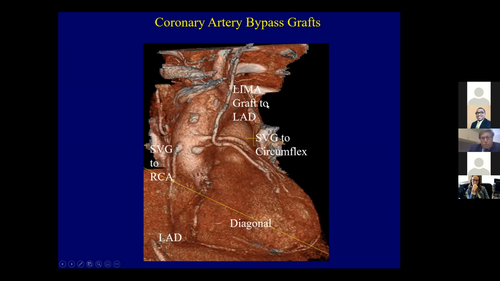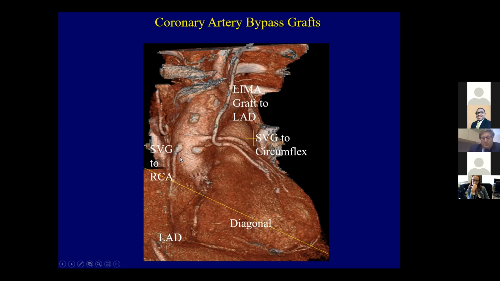This is just to show you that we can also visualize the coronary arteries, native as well as bypass grafts. This is a LIMA graft. Basically the LIMA is isolated. It is still connected to the subclavian. All the branches are clipped off, and this is coming into a diagonal branch.